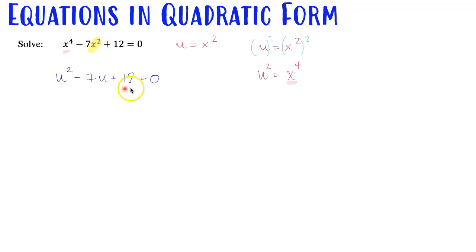What two numbers multiply to positive 12 and add to negative 7? That will be negative 4 and negative 3. If we set each of these factors equal to 0 to solve for u, we get that u is equal to 4 and u is equal to 3.